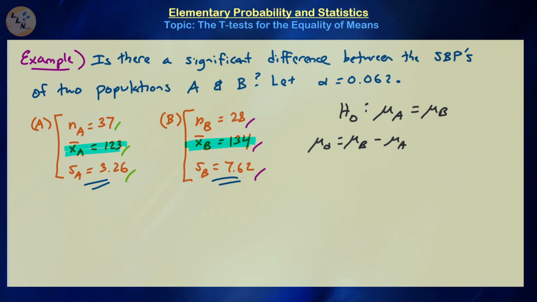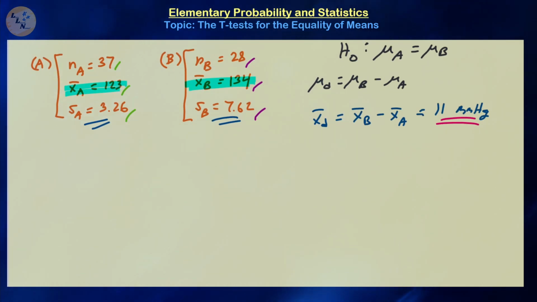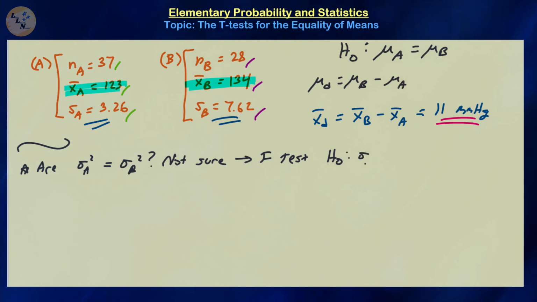So if we use a point estimate of x bar D, which is of course going to be equal to x bar B minus x bar A, we should get a difference of 11 millimeters of mercury. So we need to figure out, is that number significantly close to 0? So before we go into a differences of means, we need to answer the question, are sigma A squared and sigma B squared equal to each other? Well, it's not given in the problem statement that they are, so we need to conduct an F-test on the claim that the variance of A and the variance of B are equal to each other.